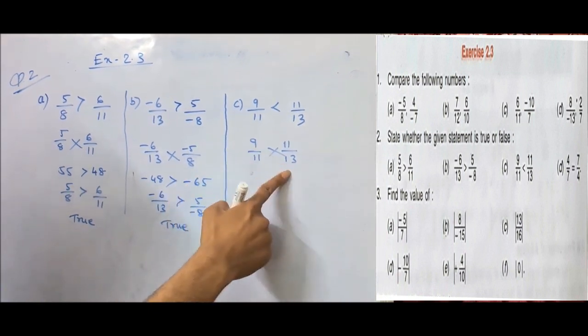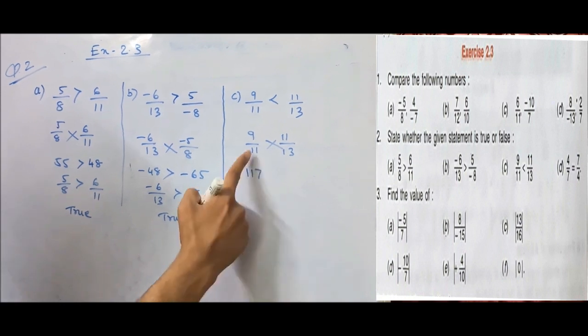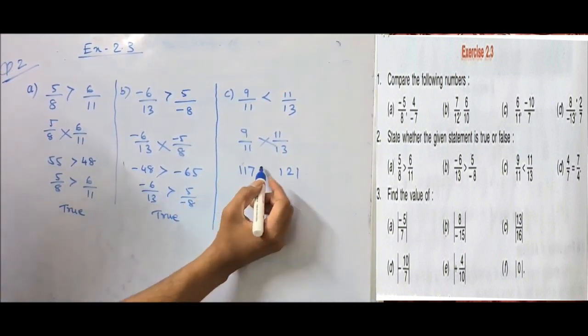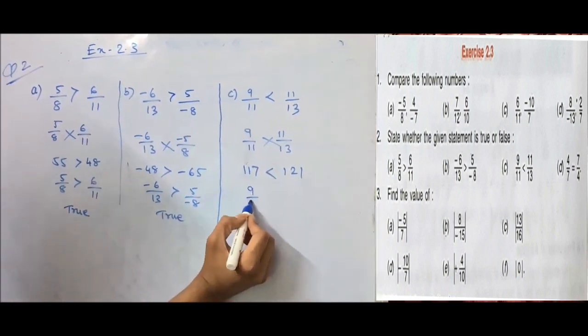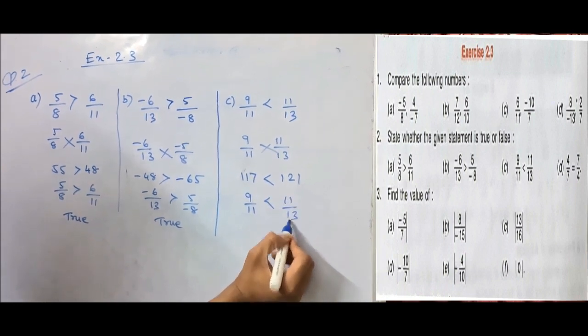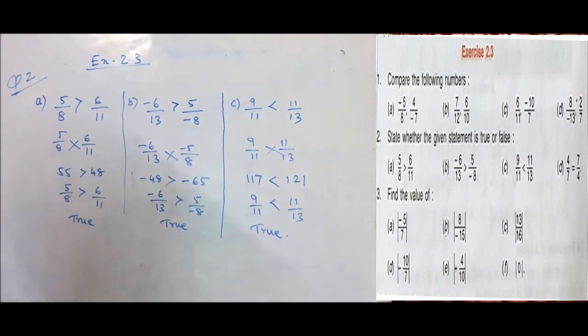13 9s are 117. 11 11s are 121. So that means 117 is less than 121. Hence the given statement is correct, that is, the first rational number is less than the second rational number. Hence this statement is also true.